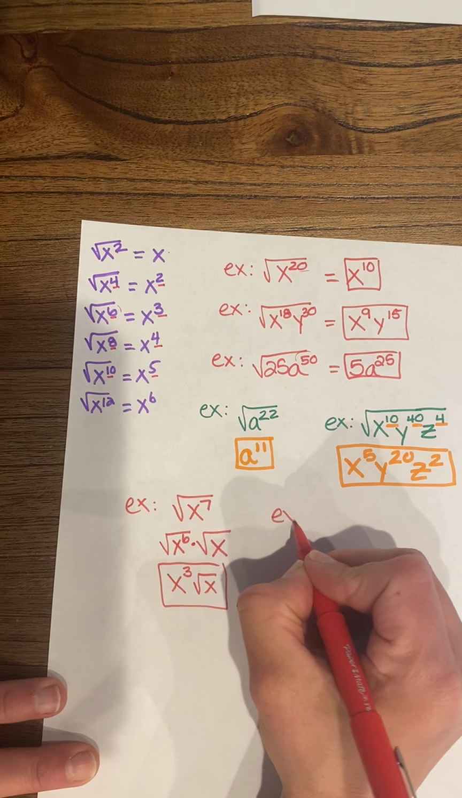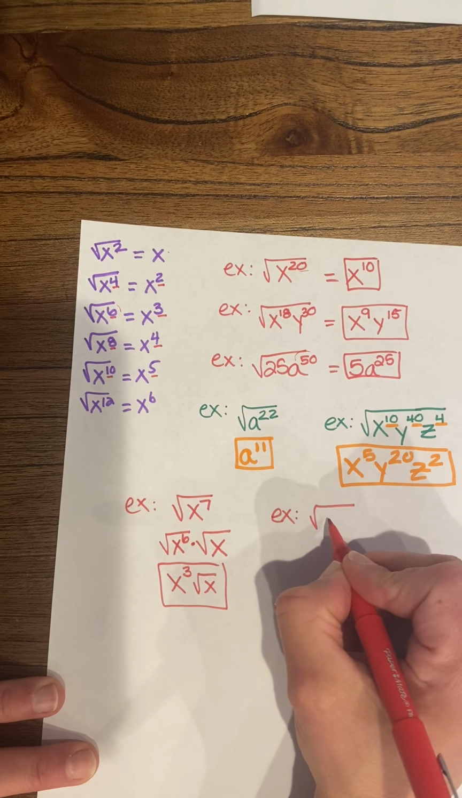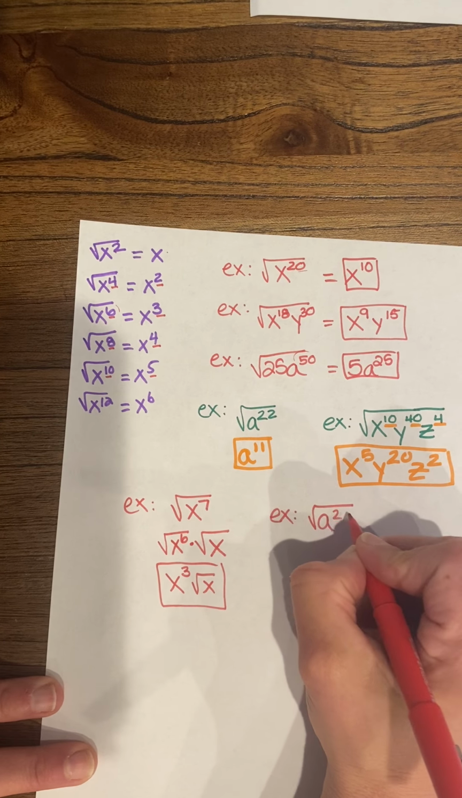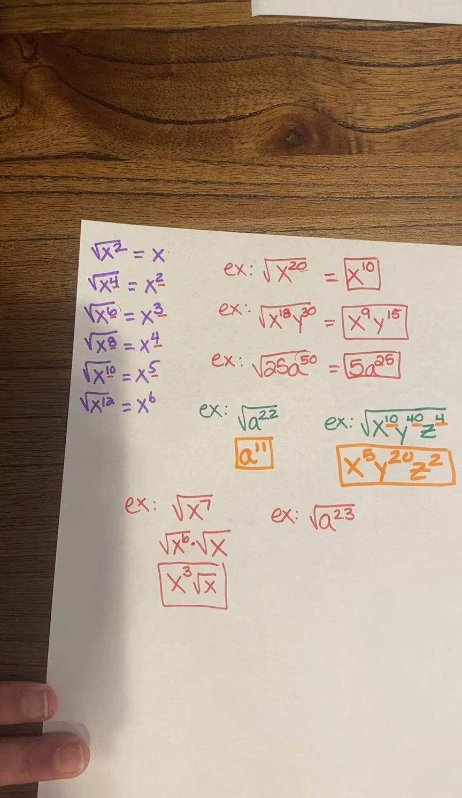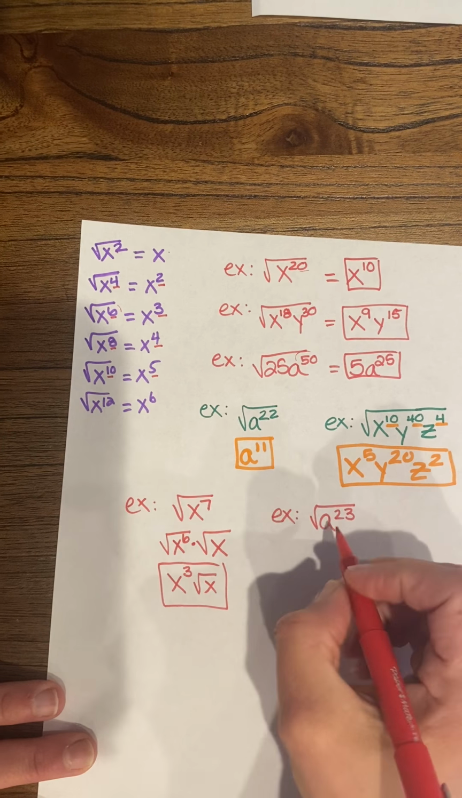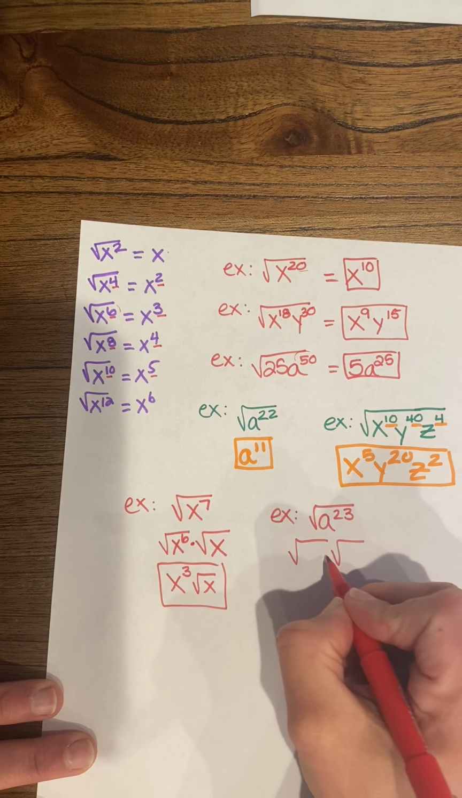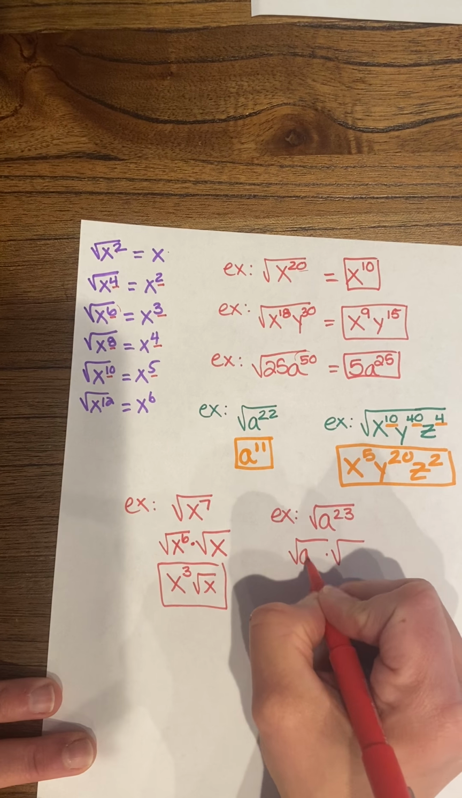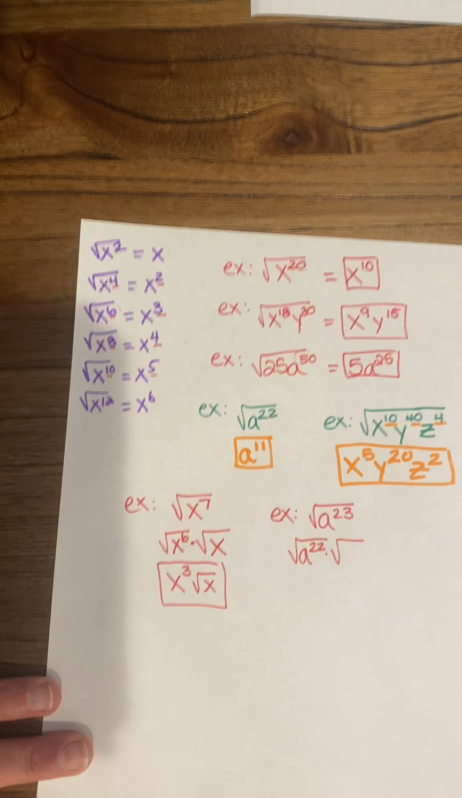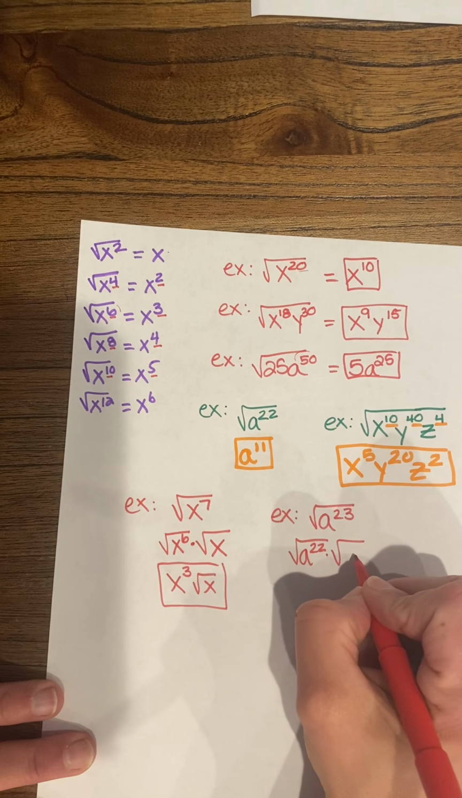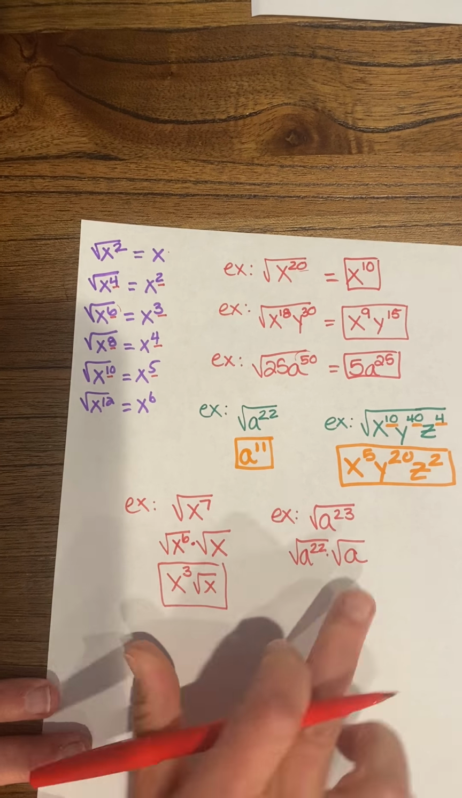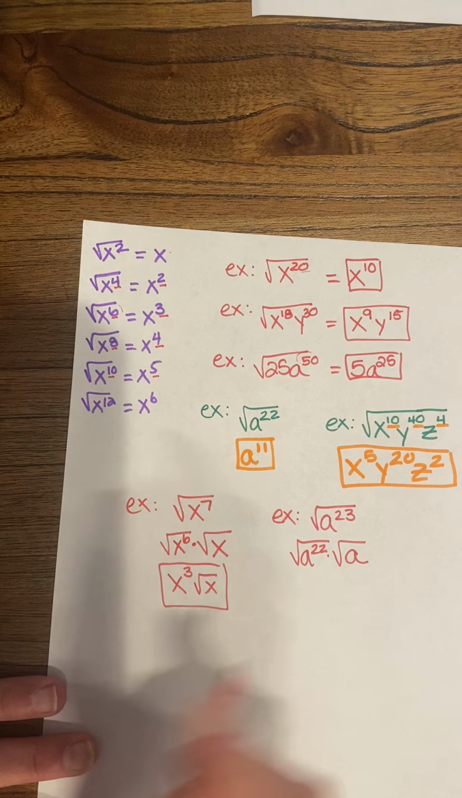Okay, let's try that again. So if I have a to the 23rd, again, it's not even. So I'm going to do the same thing. Drop it down to 22. All I have to do is drop it down 1 and it becomes even, and then there's going to be a leftover a. There's always going to be just 1 leftover.